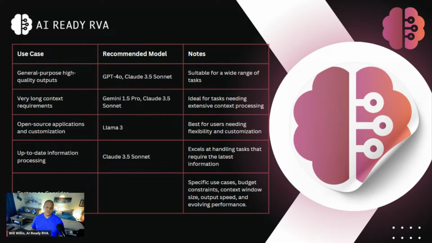For open source applications, Llama 3 is best for users who need flexibility and customization because it is open source. You can integrate it into a lot of things. It's a little bit more of a Swiss Army knife type tool you can use in other applications quite easily.